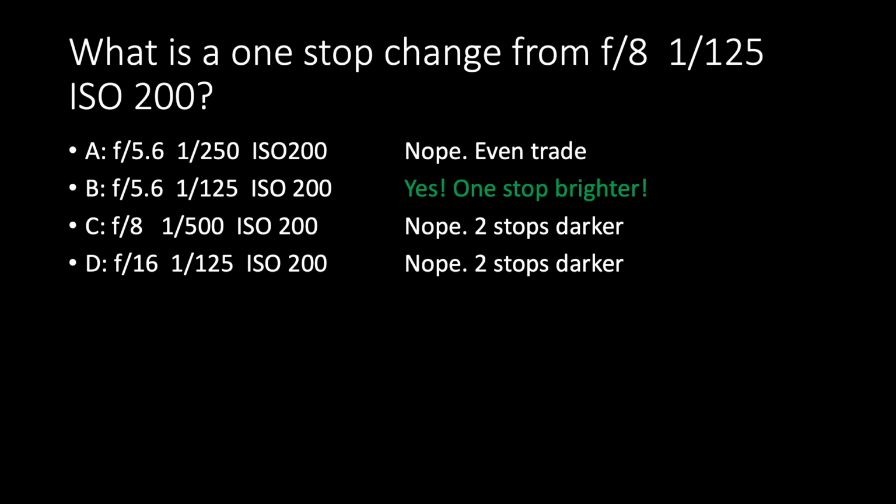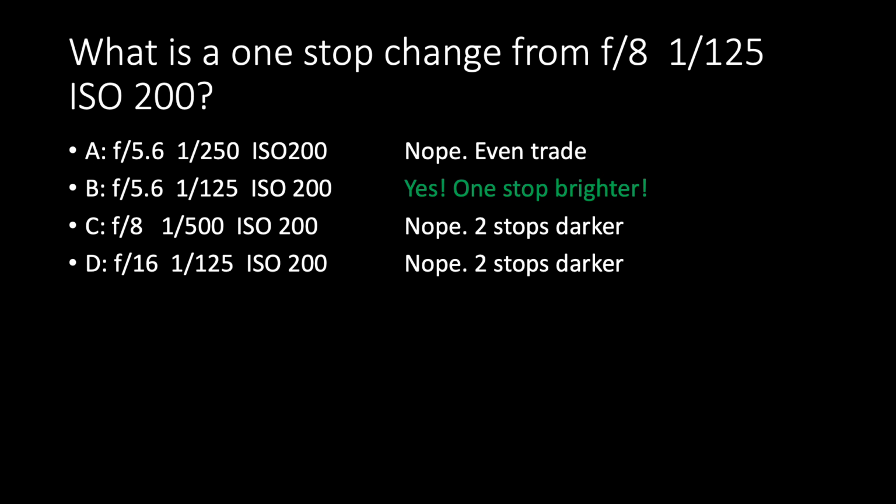We're getting a little bit faster shutter speed. So we have a little bit less depth of field and less motion for an equivalent exposure. And this is a very realistic trade to make in the field. So we're going to answer B, which is our correct answer. We go from F8 to F5.6. That's 1 stop brighter. Our shutter speed and our ISO stay the same. So this is a change in exposure of 1 stop.